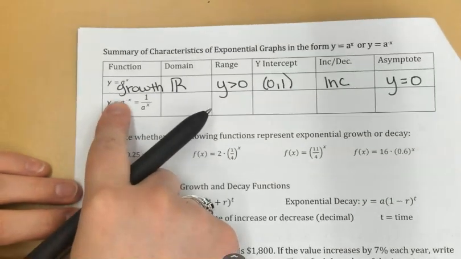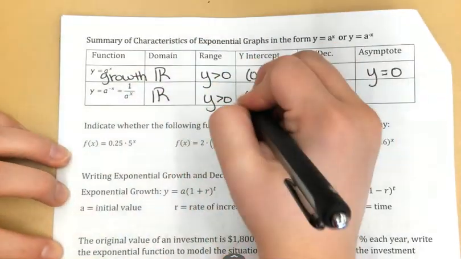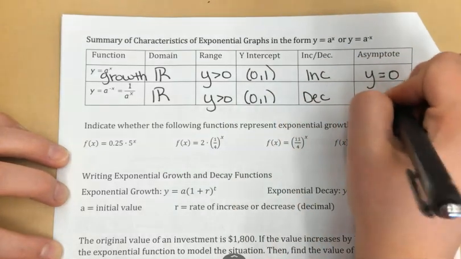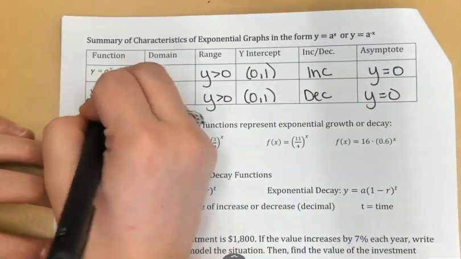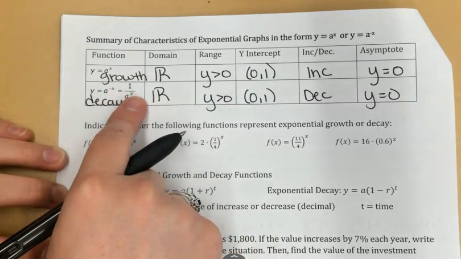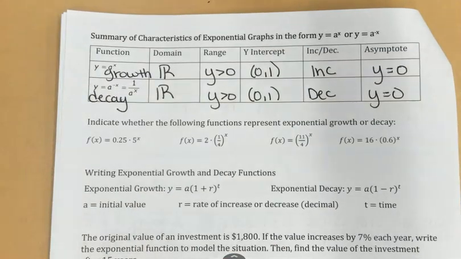So when I have a to the negative x, my domain was the same, my range was the same, my y-intercept was the same, but I had a decreasing graph, which we could also call exponential decay. And if we look at a to the negative x, that really means 1 over a to the x, which is when you end up with a base that is less than 1.